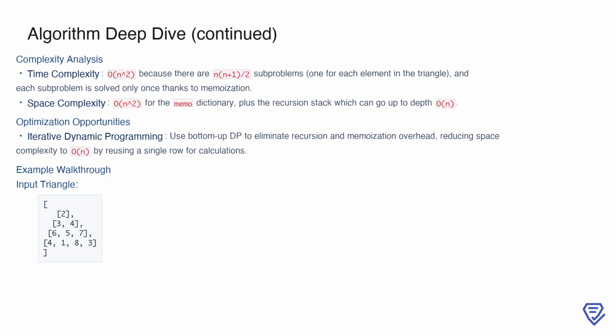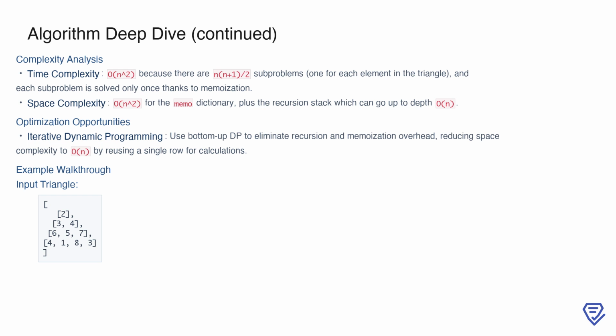To further optimize, we can implement an iterative bottom-up dynamic programming approach. This eliminates the overhead of recursion and reduces space complexity to n by reusing a single row for calculations. Let's walk through an example to solidify the concept. Imagine a triangle with the following values: 2, 3, 4, 6, 5, 7, 4, 1, 8, 3.